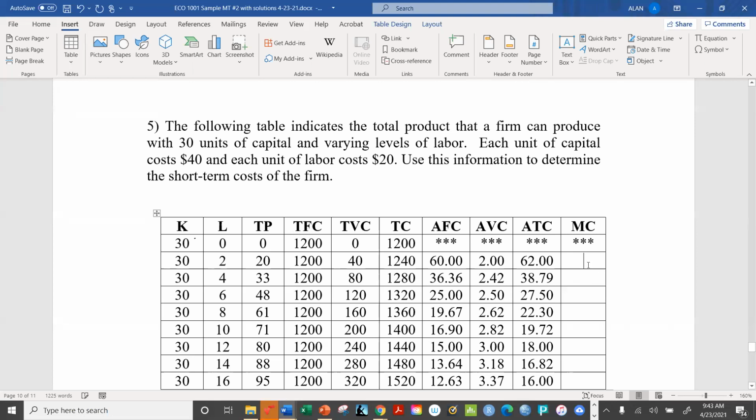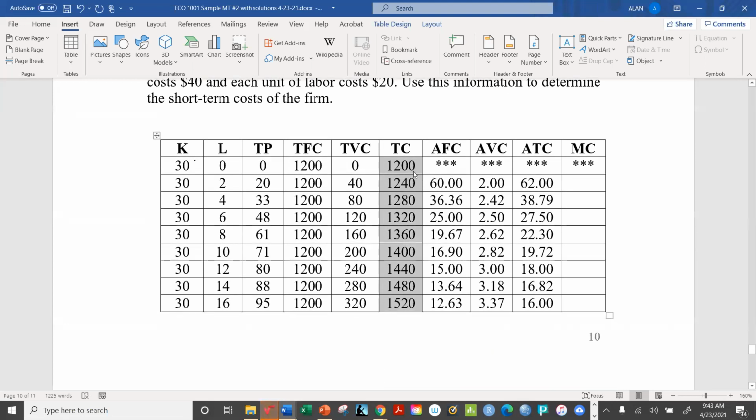And then finally, the marginal cost is the trickiest one. You're taking the change in total cost, meaning here. But if you notice, the change in total cost is always $40. So for example, here, the increase in total cost is 40, and that's divided by the change in total product, which is 20. So this one is 2. Okay, so this equals 1240 minus 1200 over 20 minus 0.